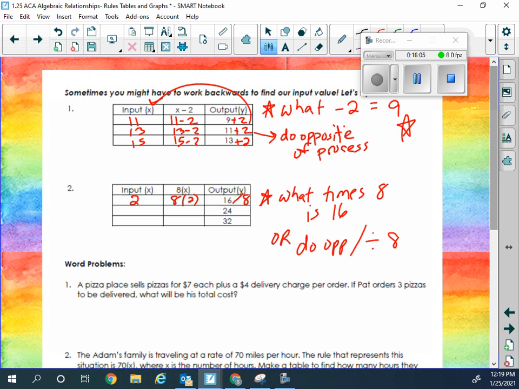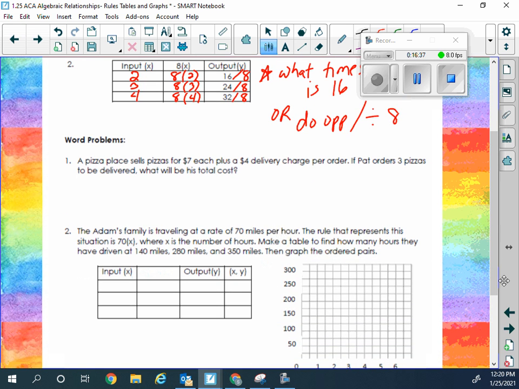Yeah. So you could either think, what times 8 is 24? Or 24 divided by 8 is 3. Thank you. So 8 times 3 is 24. What times 8 is 32? Or 32 divided by 8 is 4. So 8 times 4 is 32. Okay? Questions on that? Okay? Let's do a couple of word problems.